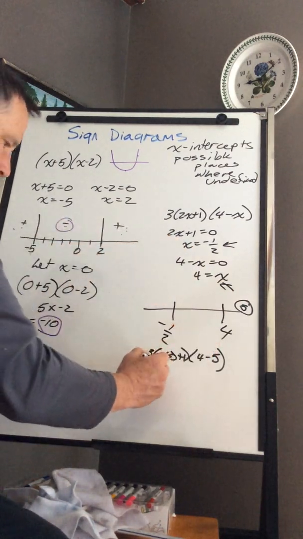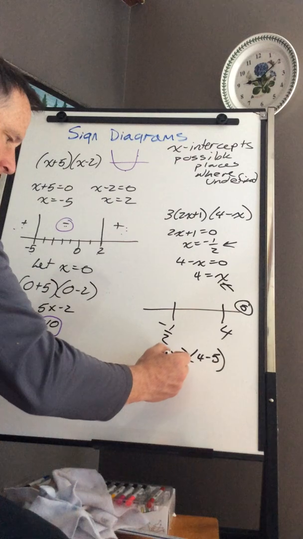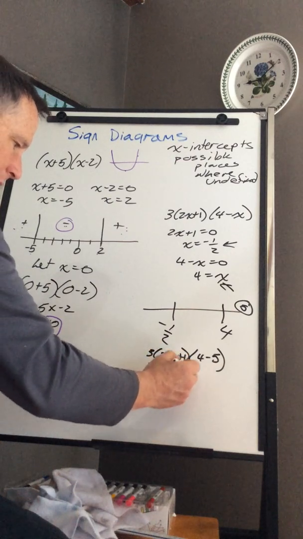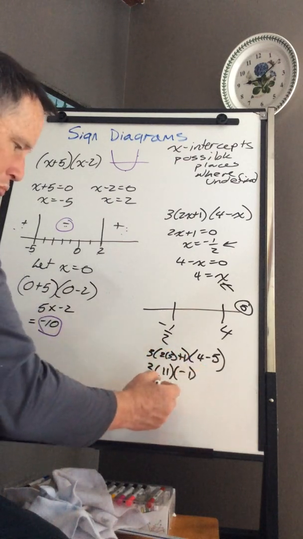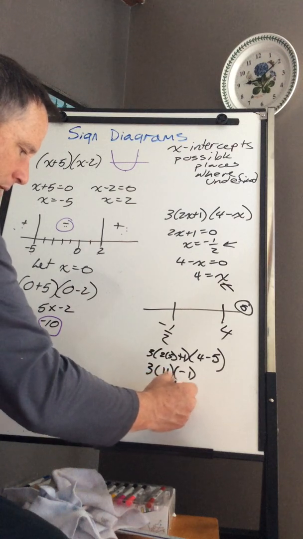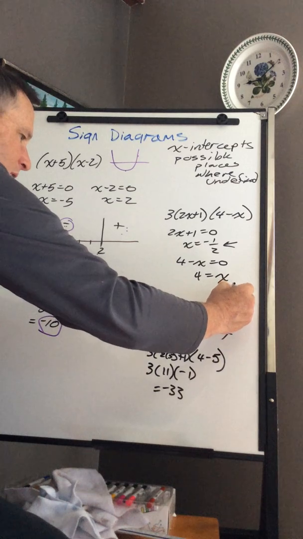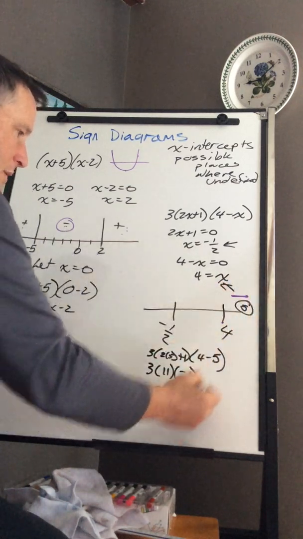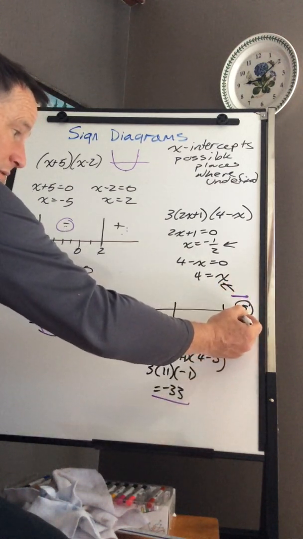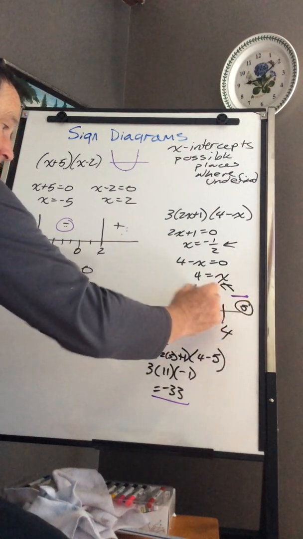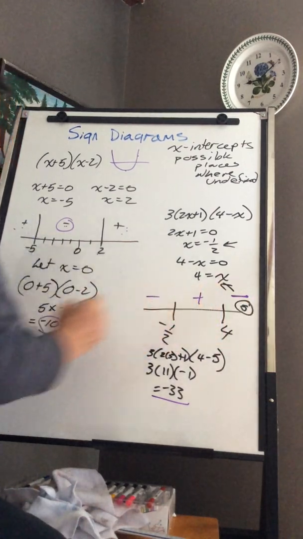But I picked 5. So I have 3 times 11 times negative 1. Well, that gives me negative 33. So that means my graph's going to be negative over here because 5 is over here. So this is negative. Sign change. Sign change.